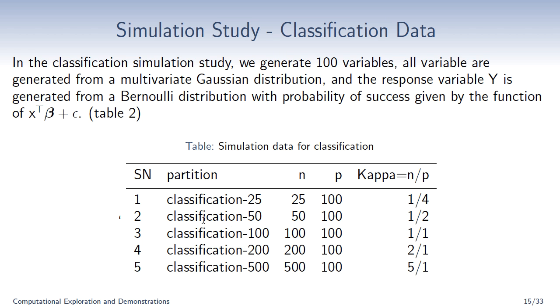And this is our simulation classification data. We have 5 sets of them, where we simply increase the sample size from 25 to 500. We have 100 variables which are generated from a multivariate Gaussian distribution.